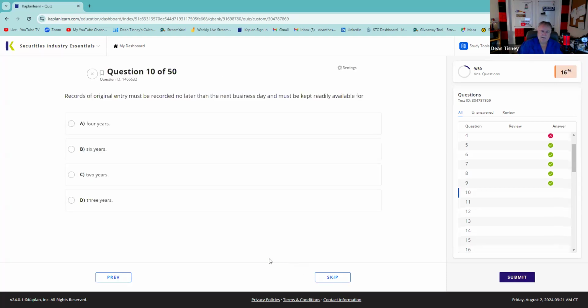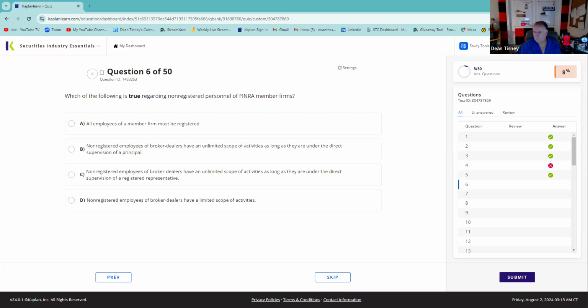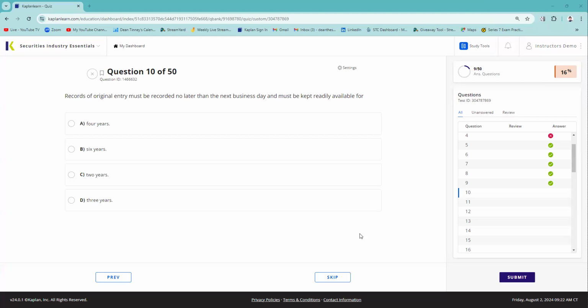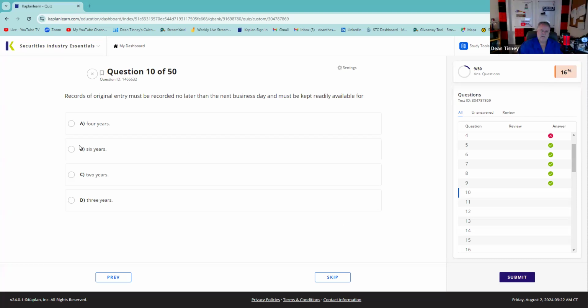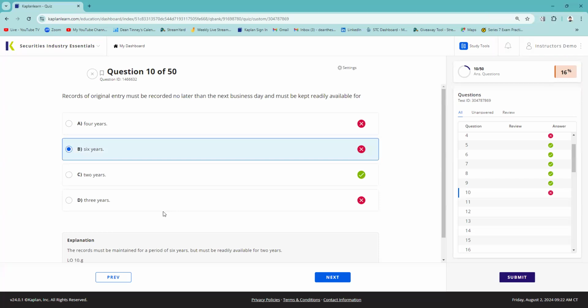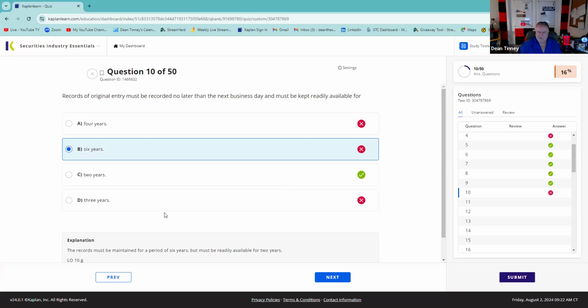Records of original entry must be recorded no later than the next business day and be readily available for... I'm gonna go with 6 years. This one is kind of tricky. If I said how long is record retention, 2 years. Wow, readily, I think it's 7 years, isn't it? No, hold on, slow down.